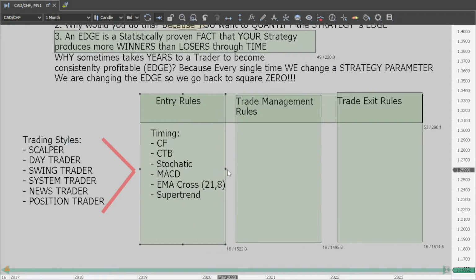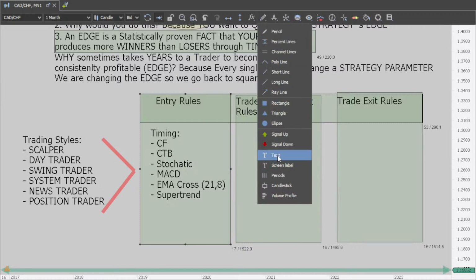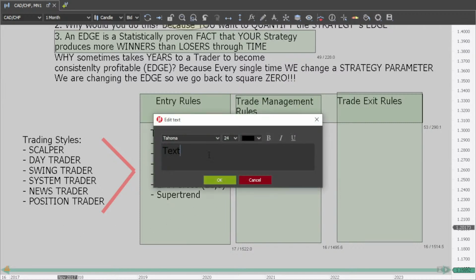So type in the chat, everybody, and homework until tomorrow: try to build your entry rules. Okay, so homework, not try, but build your entry rules strategy.